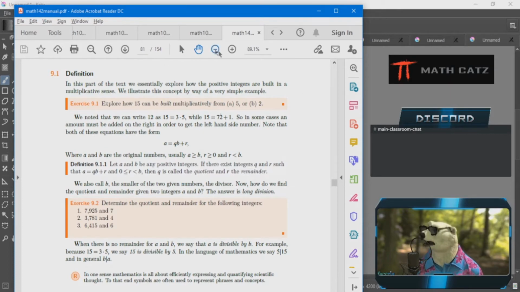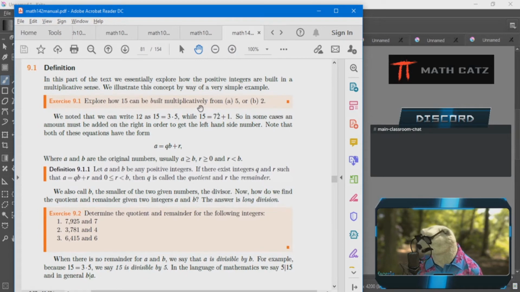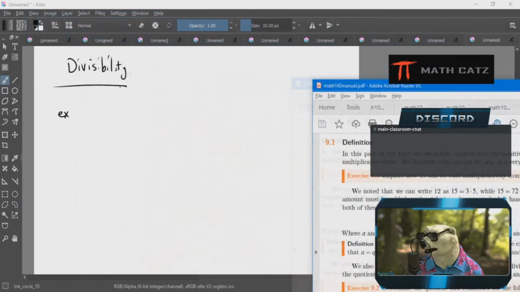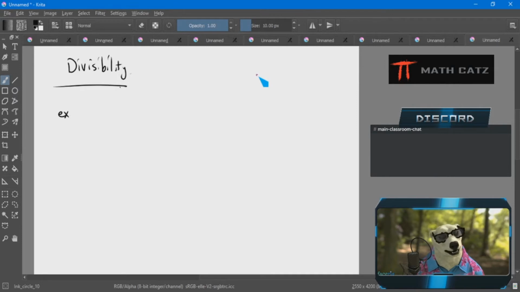Explore how 15 can be built multiplicatively from 5 and then 2. Now, what do I mean by that? Really, I can break 15 up into smaller pieces that are multiplied together to make 15. So it depends then what pieces, what smaller numbers I want to use.